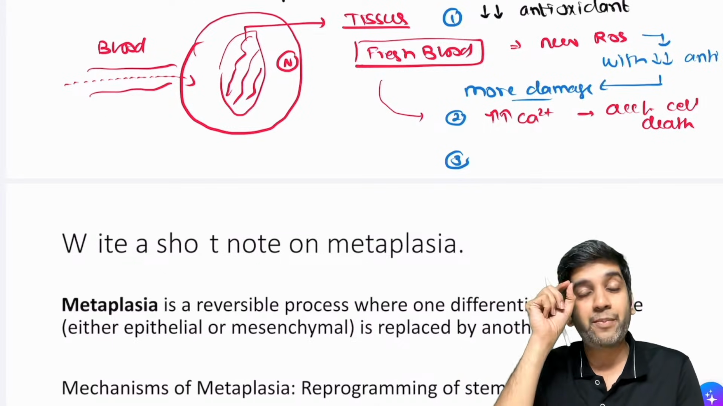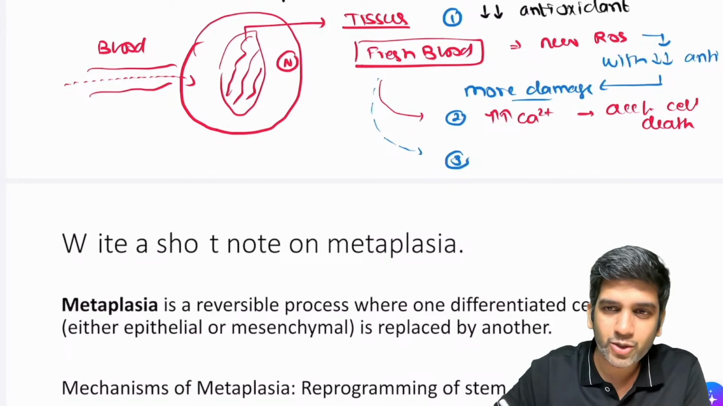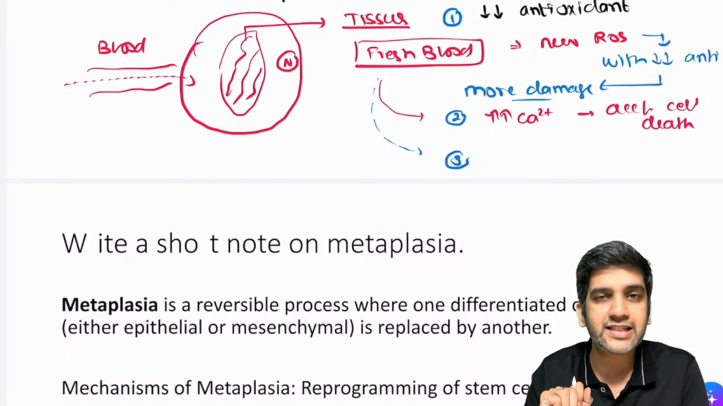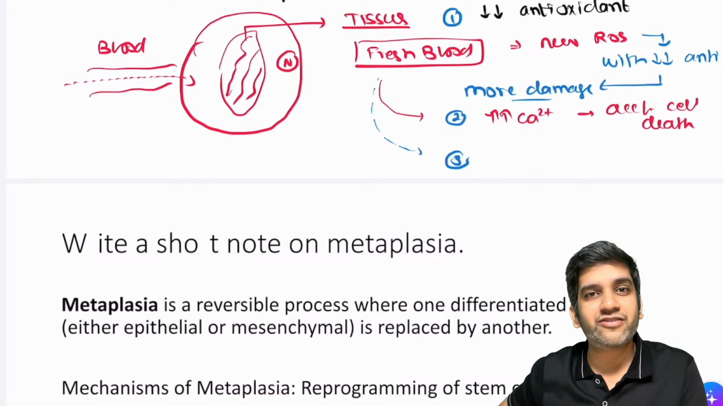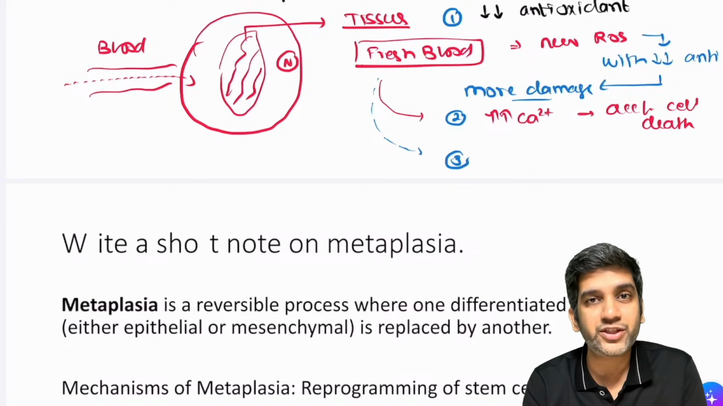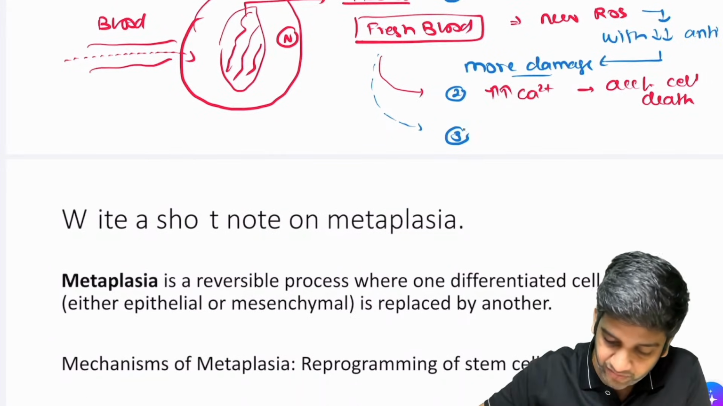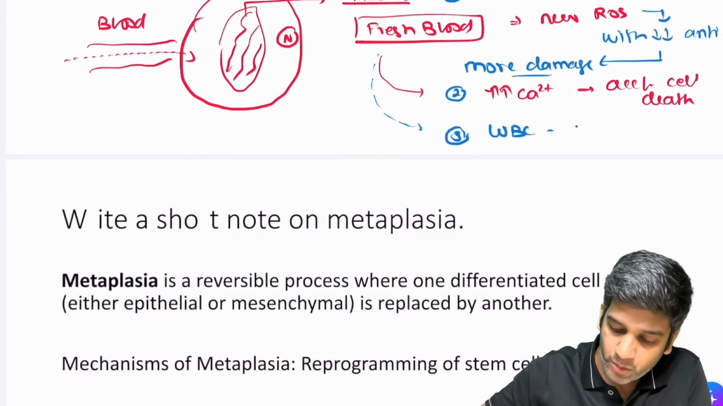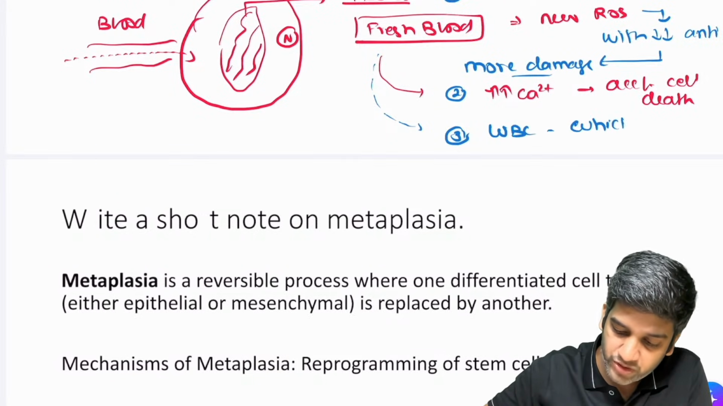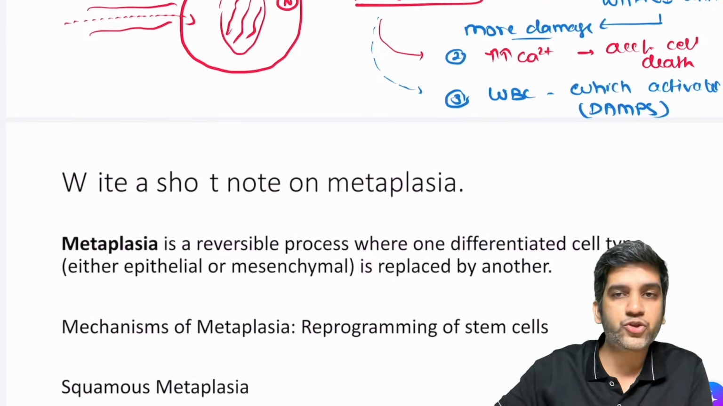Third problem, I'm introducing fresh blood. Can I say fresh blood means there will be new WBCs coming? Yes. And this dying tissue already has DAMPs, damage associated molecular patterns. Will that activate the WBCs? It will. The WBCs are activated. Will they also contribute to reactive oxygen species? More death? Obviously, right? So in the fresh blood, there will be new fresh WBCs, which will be activated when they come to the area because of the DAMPs. We read about DAMPs and PAMPs in the sepsis chapter, right? Damage associated molecular patterns.